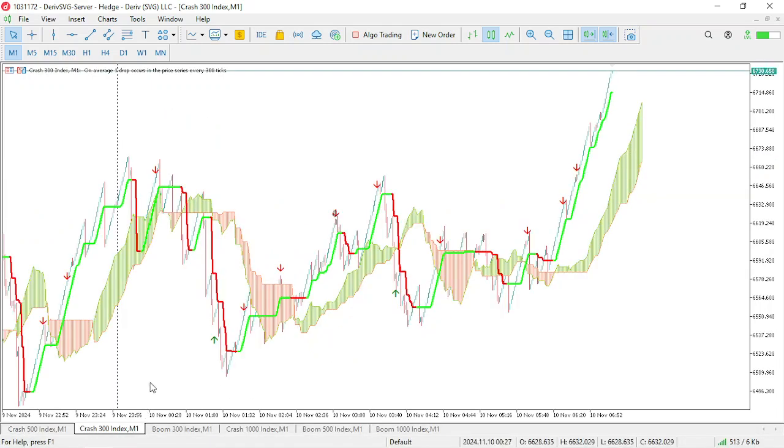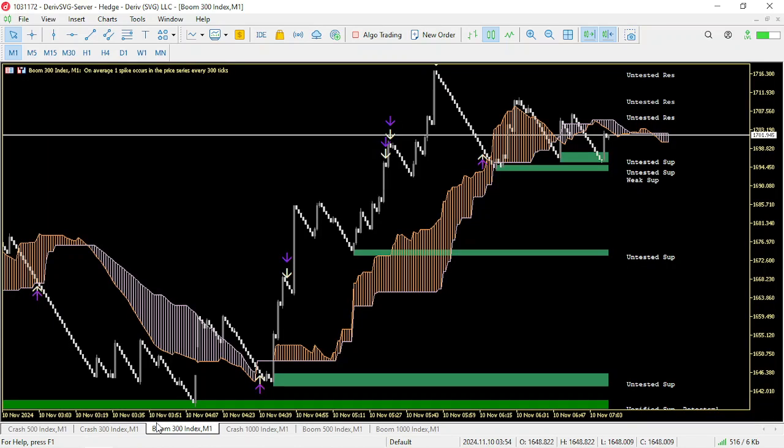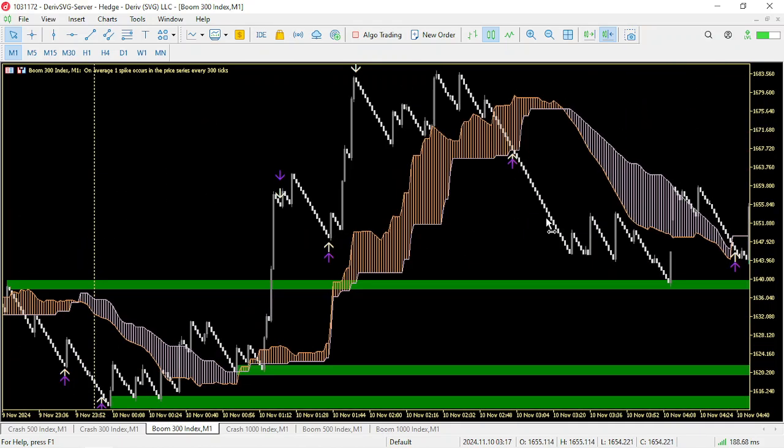You would have caught this sell and you wouldn't have caught any of these sells. Boom, 300. You would have caught this buy maybe. If not, this buy was above the cloud, and you would have closed in profit. Let's just see if there are any more. Buy above the cloud, close in profit.